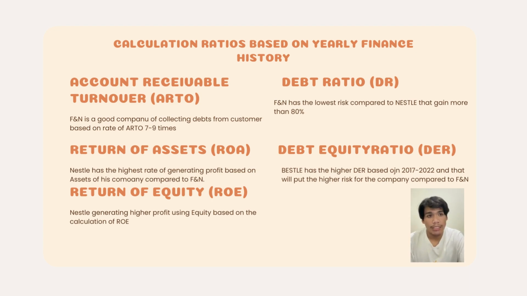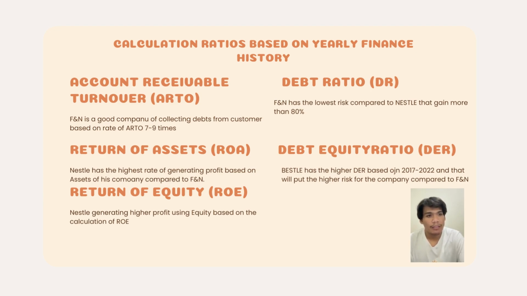Today I'm going to present the calculation ratios based on the yearly finance history of Nestle and FNN. Number one is account receivable turnover ratio. For account receivable turnover ratio, FNN is good at collecting debts from its customers, at about 9.4 times compared to Nestle, which is below 1.